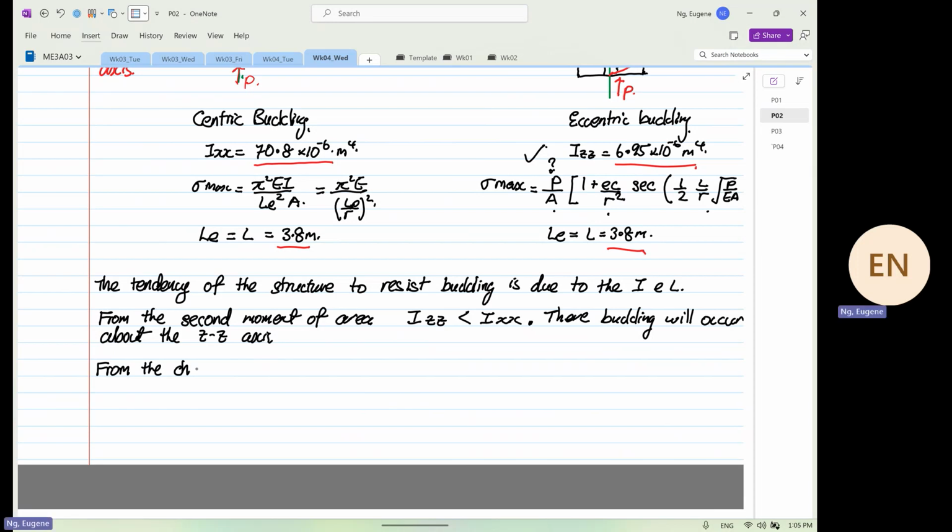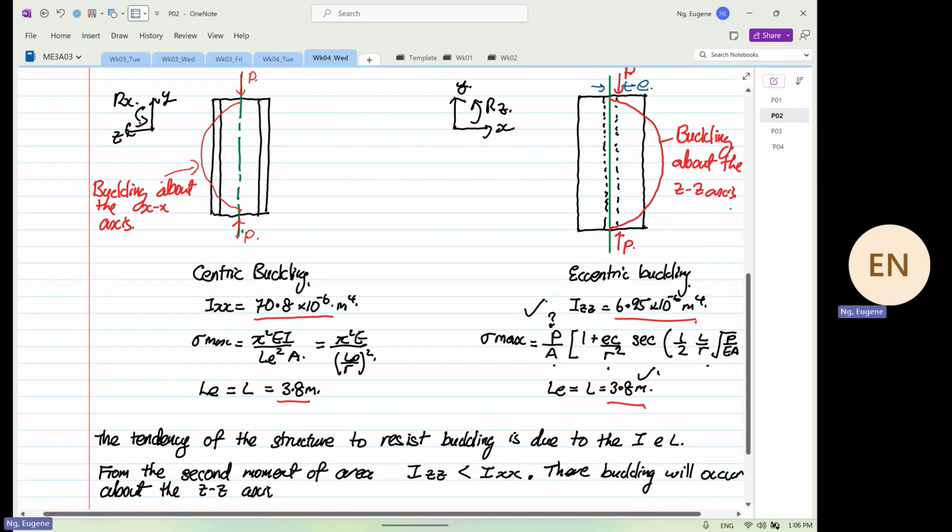Right. So from the chart, to determine P over A, we need to calculate our LE over R and EC over what? R squared. So LE we know already. Next we have to determine our R.